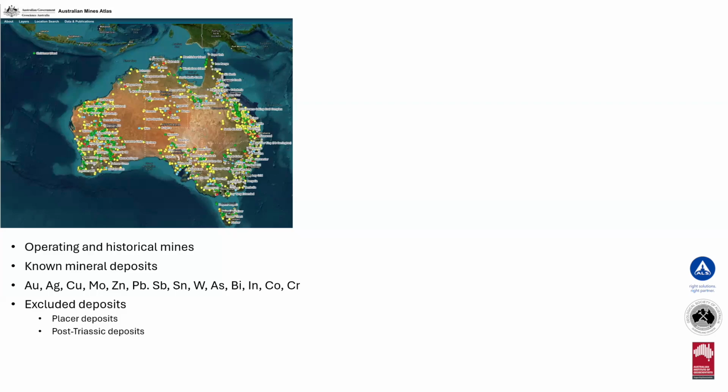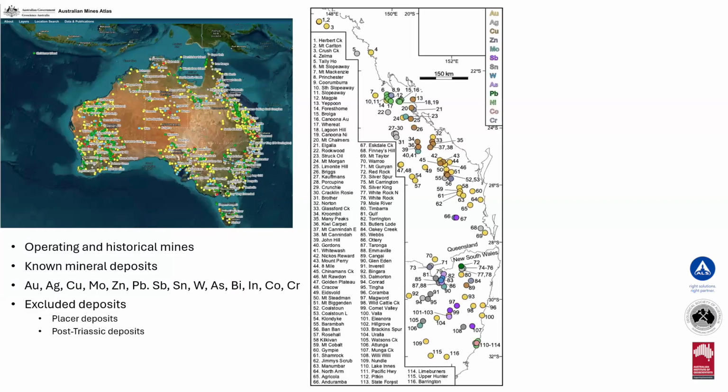And I excluded some deposits that were placer and alluvial deposits. I excluded also the post-Triassic deposits because they are not clearly linked to this kind of subduction history that we're going to see in the reconstructions. And that resulted in a database of 116 deposits. So here they are.